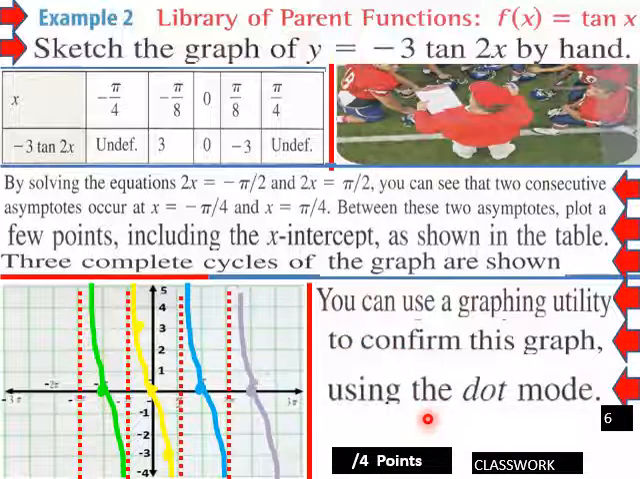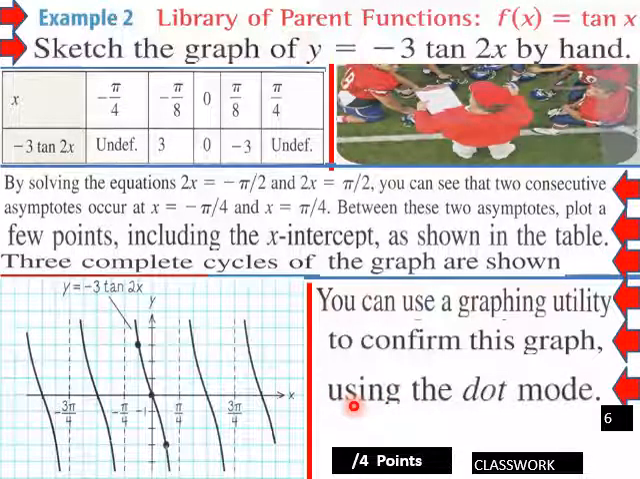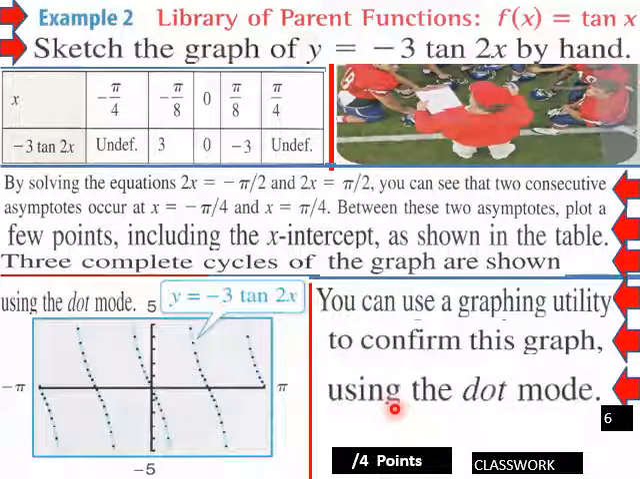And using the dot mode of your graphing calculator, you should come up with something that looks like this. This is what you should see on your graphing calculator for that one. And this will be dot mode here. This is more of a facsimile of what your screenshot on your graphing calculator should look like.